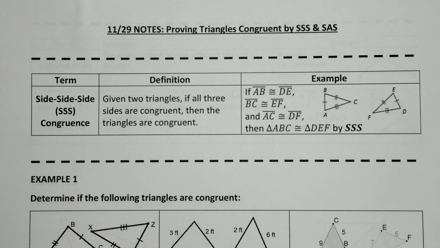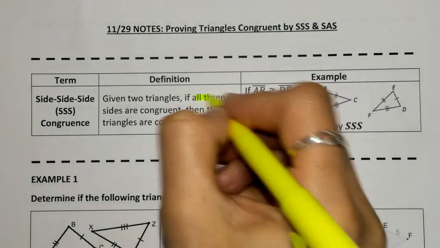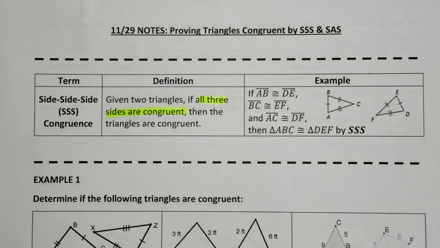The first one we're going to talk about is what's called side-side-side congruence. This is if all three sides of one triangle are congruent to the corresponding, or what I've talked about in my class as corresponding matching sides, of a second triangle. So if all three sides are congruent, then we have a side-side-side congruency.